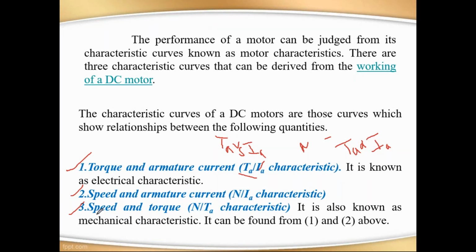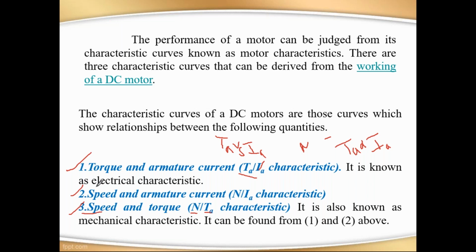Next, the third one is the graph drawn between speed and armature torque. These two terms are completely related to mechanical properties. That's why this characteristic is called mechanical characteristics. Right? Now this third one we can obtain from these two.